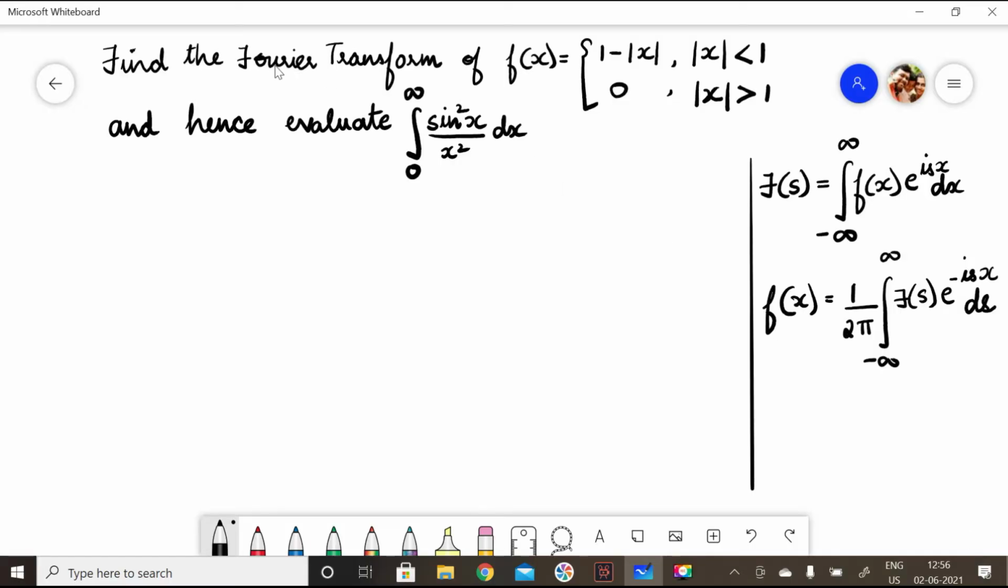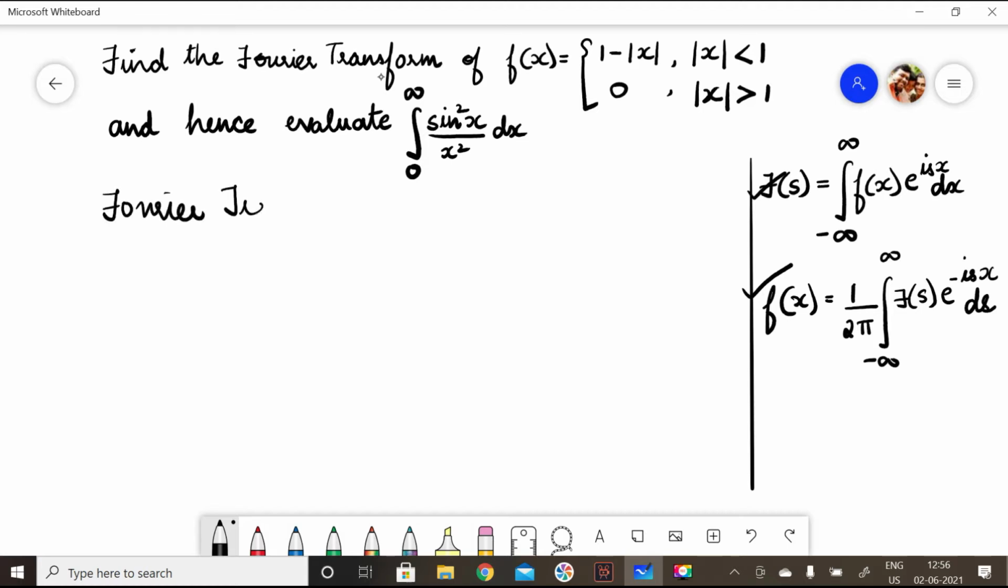The problem is: find the Fourier transform of f of x and hence evaluate. The problem has two parts. First, we will solve the first part. Whenever you get a question on the Fourier transform, you need to know these two formulas. To solve the first part, I will write the Fourier transform formula.